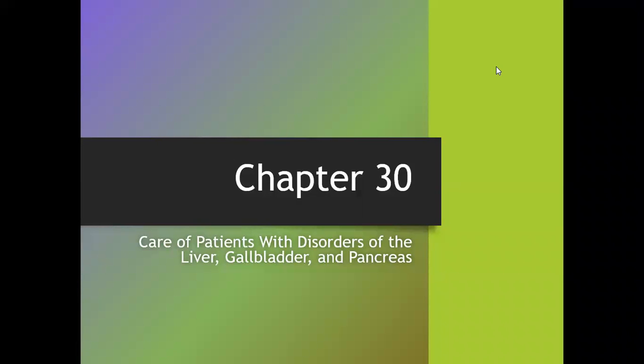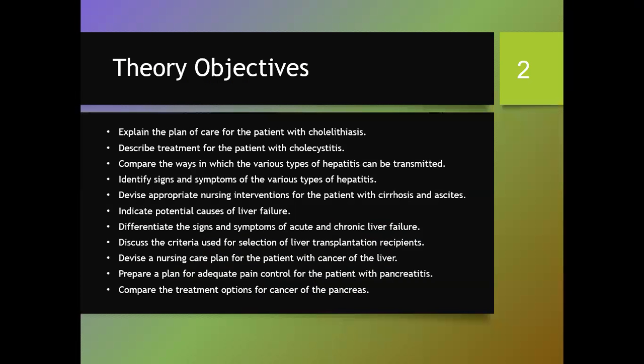Chapter 30, Care of Patients with Disorders of the Liver, Gallbladder, and Pancreas. Theory objectives. Explain the plan of care for the patient with cholelithiasis. Describe treatment for the patient with cholecystitis. Compare the ways in which the various types of hepatitis can be transmitted.